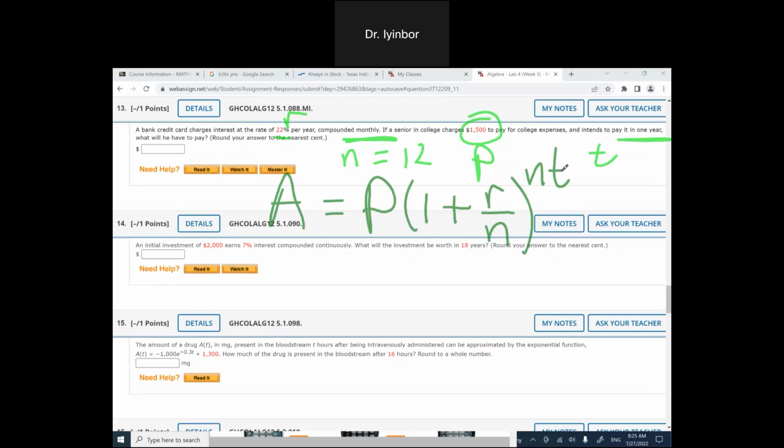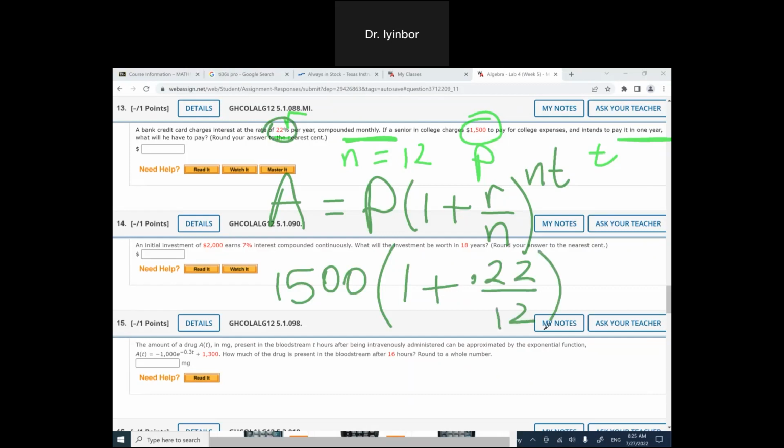So I have principal is 1,500. And then you have 1 plus, the rate is 22%. You need to change it to decimal. So 22 divided by 100 is 0.22. Divided by n, which is 12 in this case. Close the parentheses, and then you're going to do the exponent. So on your calculator, to get the exponent, you're going to press X with the box, which gives you the exponent, and in the exponent, you're going to put n, which is 12, times the time, which is 1 year. So this is what you need to press on your calculator and then press enter.